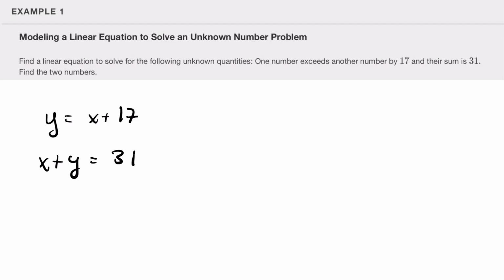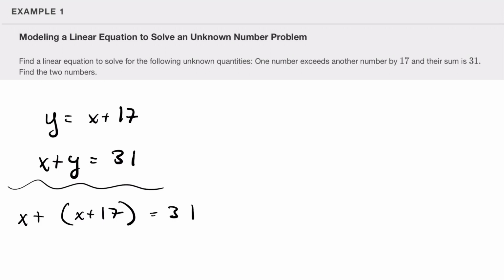So now notice the first equation we've already solved for y. We can take that and substitute it into the second equation. So now the second equation becomes x plus y equals 31. But again, our y is going to be that x plus 17. Since we don't have to distribute, we can actually just lose the parentheses here. So then x plus x gives us 2x.